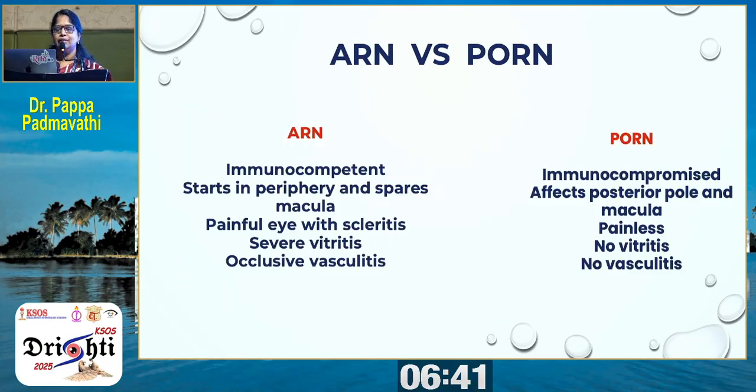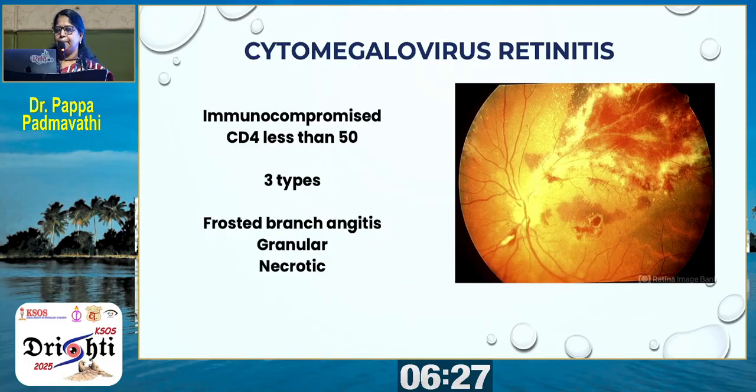This is a table which shows that acute retinal necrosis is usually associated with anterior uveitis and scleritis. The patient may have pain also, and it causes occlusive vasculitis. The other one has no vasculitis.